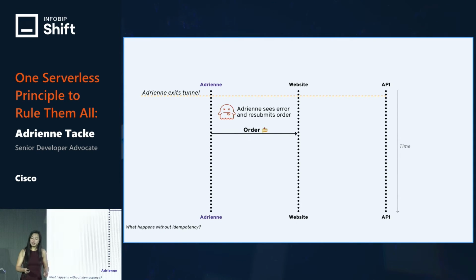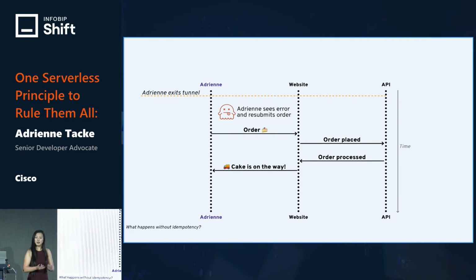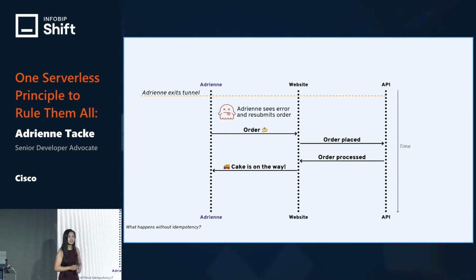So I go ahead and see the error, and I resubmit my order. And when I resubmit my order, I get some more cake. I place that order, the order's processed, and great, there's cake on the way, I'm happy. I get a notification that says it's actually been processed and I'm about to get cake when I get home.